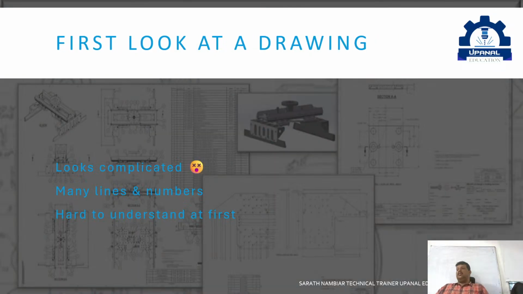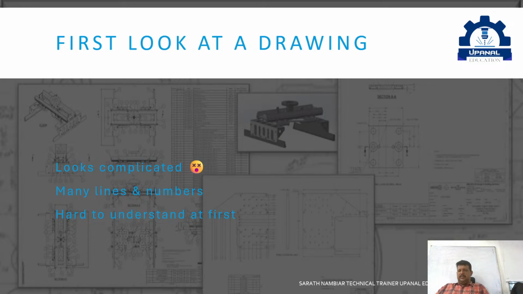Now, when you look at a drawing, the first reaction may sometimes be confusion. Why? So many lines, so many numbers, so many arrows, so many symbols, views, all those things. What is happening? Your brain tries to understand everything at once, and that's where the problem starts.